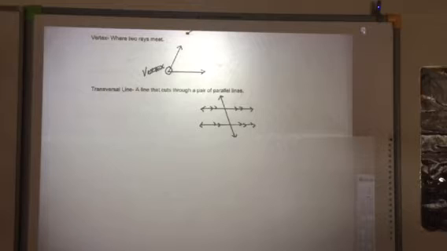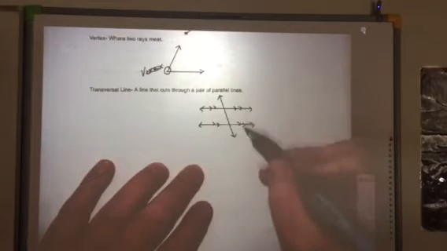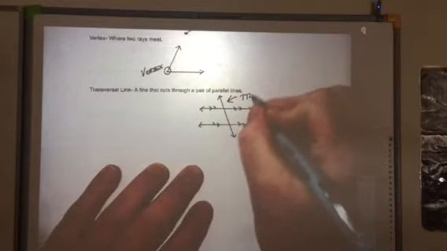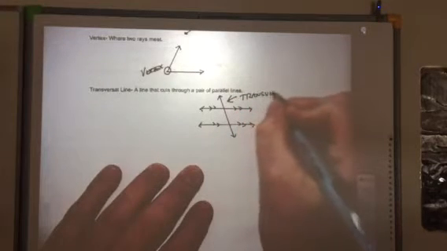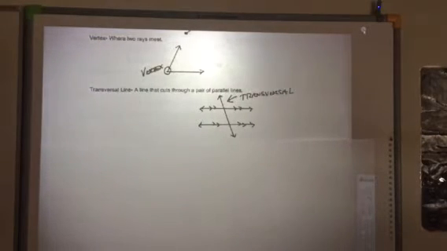Transversal, a line that cuts through a pair of parallel lines. So as it says here, our two arrows show that this is parallel. So this line right here is the transversal. The line that cuts through two parallel lines is called the transversal.